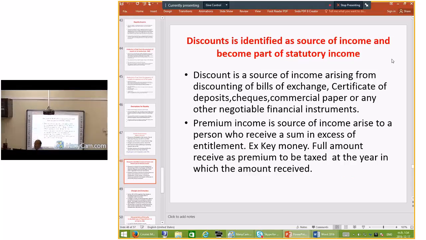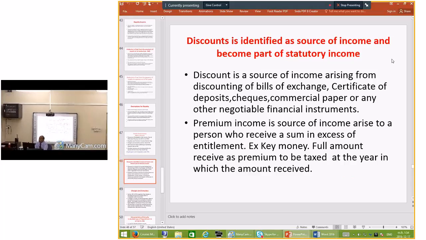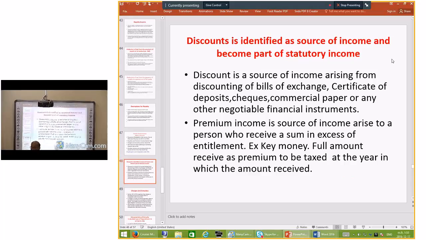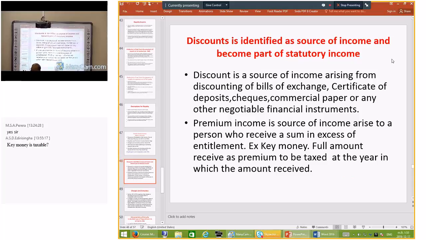Example here, key money. The full amount is a premium to be taxed in the year in which the amount is received. In such cases, the tax is charged on a cash basis. Normally, the very special thing in taxation, section 28 is very clearly described. Section 28: income tax is charged on an accrual basis, as far as the Act does not specifically specify a cash basis to be adopted. But in the case of key money, we apply the cash basis.